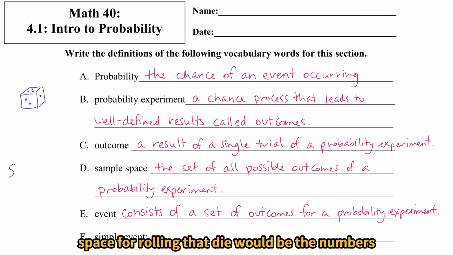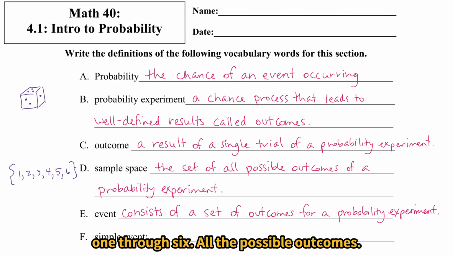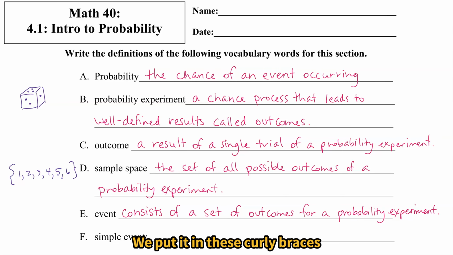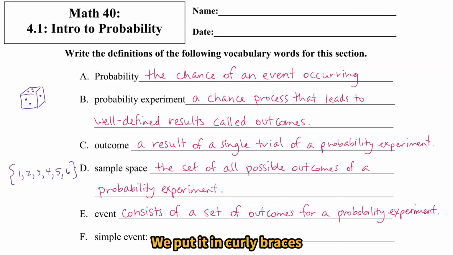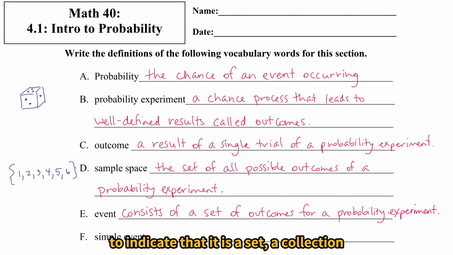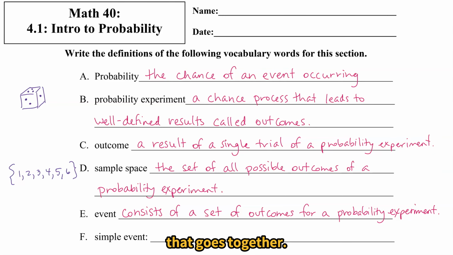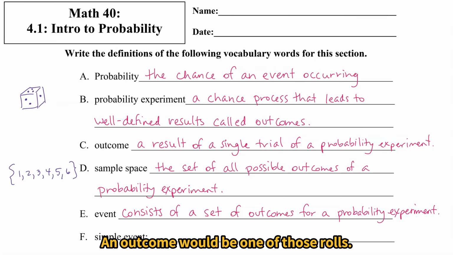The sample space for rolling that die would be the numbers 1 through 6. All the possible outcomes. We put it in these curly braces because that's what a set is in mathematics. We put it in curly braces to indicate that it is a set, a collection that goes together. An outcome would be one of those rolls.